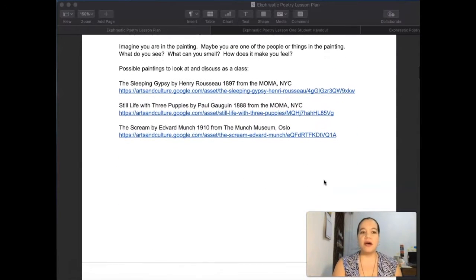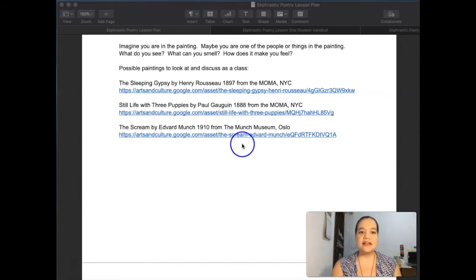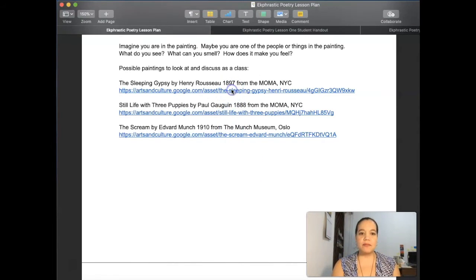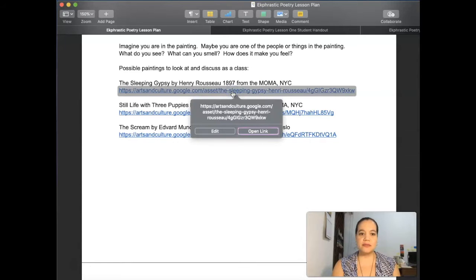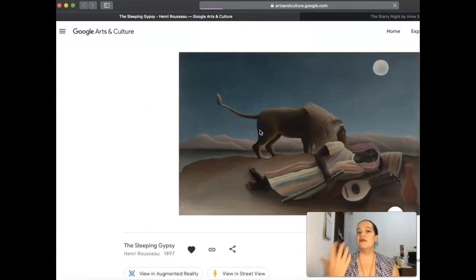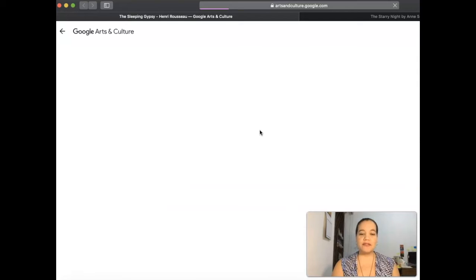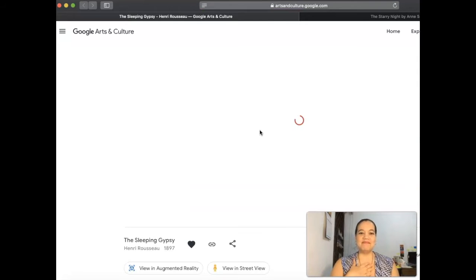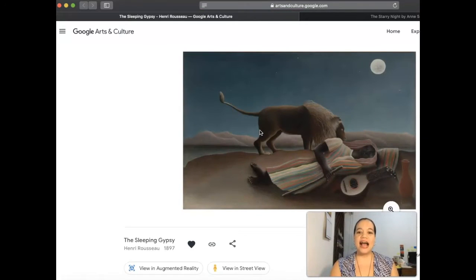So I've linked some paintings here, and the first example is The Sleeping Gypsy. So you'll just look at one of these paintings and ask the students questions about it. So this is the first painting that I chose. I think it's beautiful and I really enjoy it.